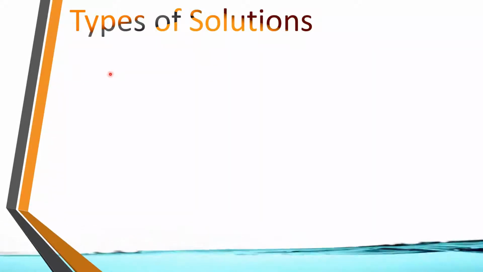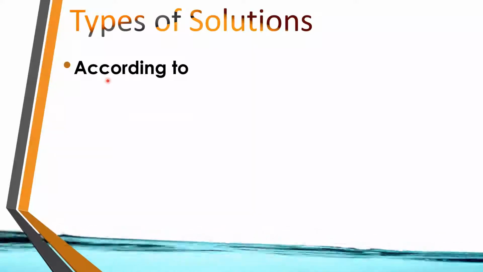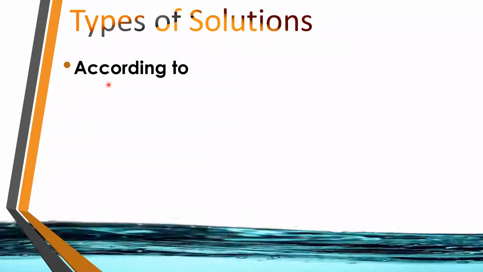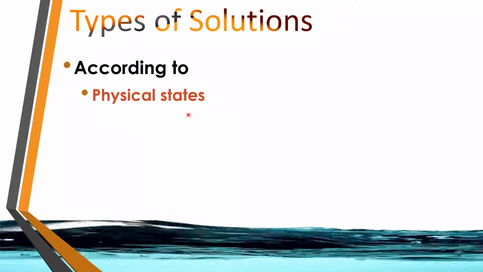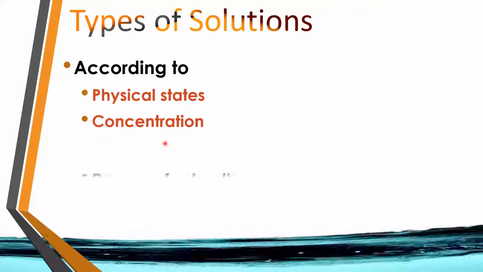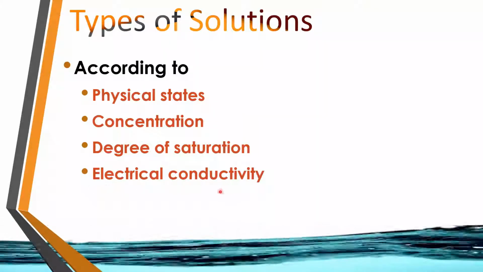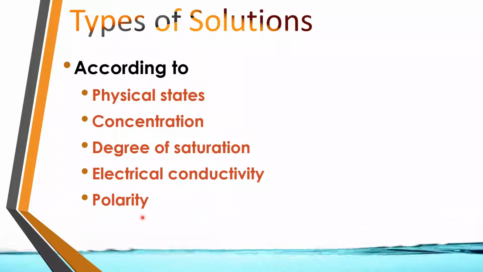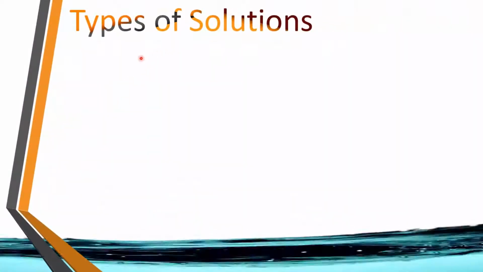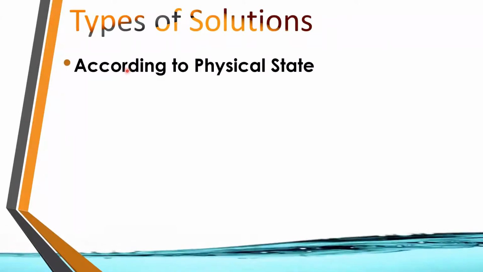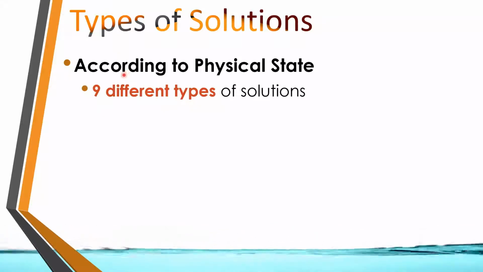In understanding solutions, another important thing to know is their types. Types of solutions can be categorized according to physical states, concentration, degree of saturation, electrical conductivity, and polarity. The first category is according to physical state, which gives 9 different types of solutions.